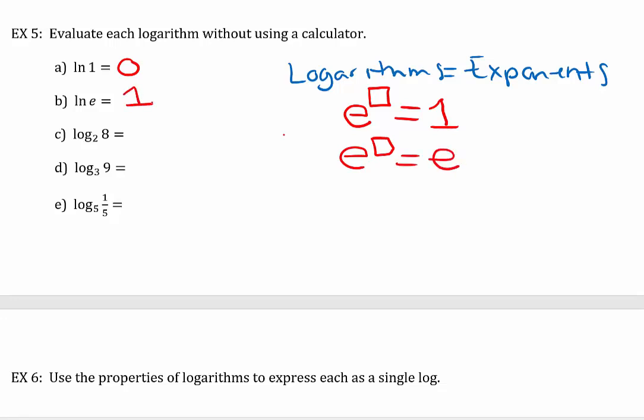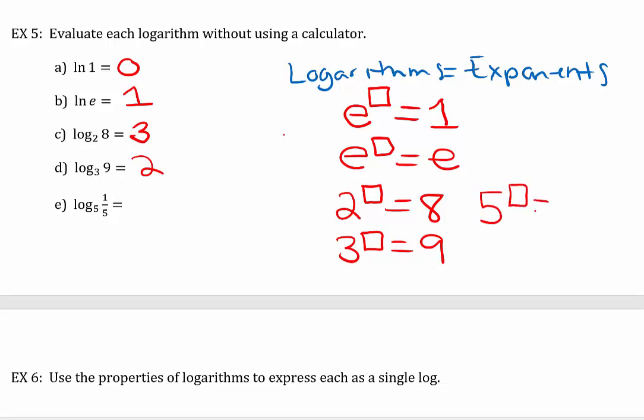ln e, that's asking me e to what power equals e, and the answer there would be 1. All right, log base 2 of 8 means 2 to what power equals 8, and 2 to the third is 8. Again, notice those answers are always your exponents. Log base 3 of 9 is asking us 3 to what power equals 9. The answer is 2. And finally, log base 5 of 1/5 means 5 to what power is 1/5. That's going to be a negative 1. Negative exponents, remember, mean reciprocals or fractions. So 5 to the negative 1 is actually 1 over 5.